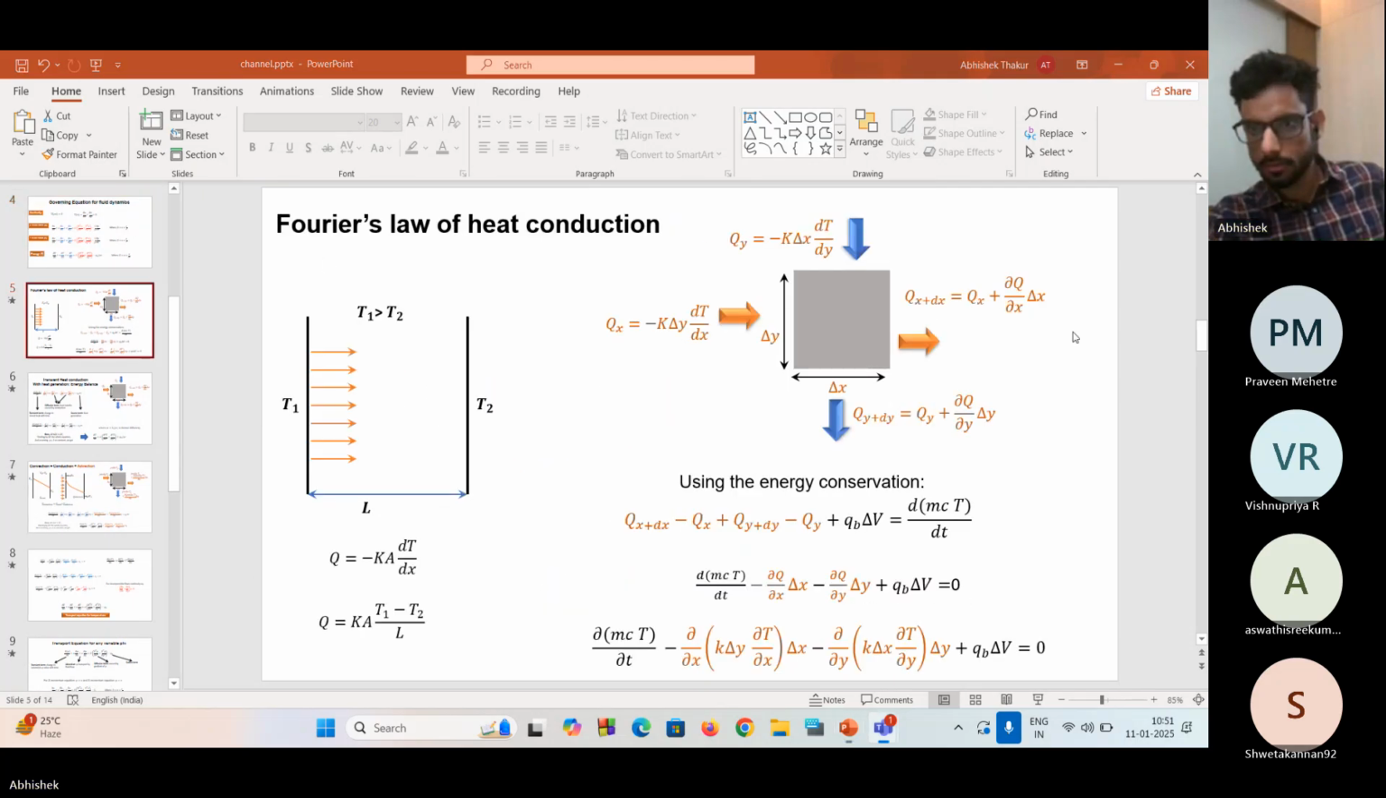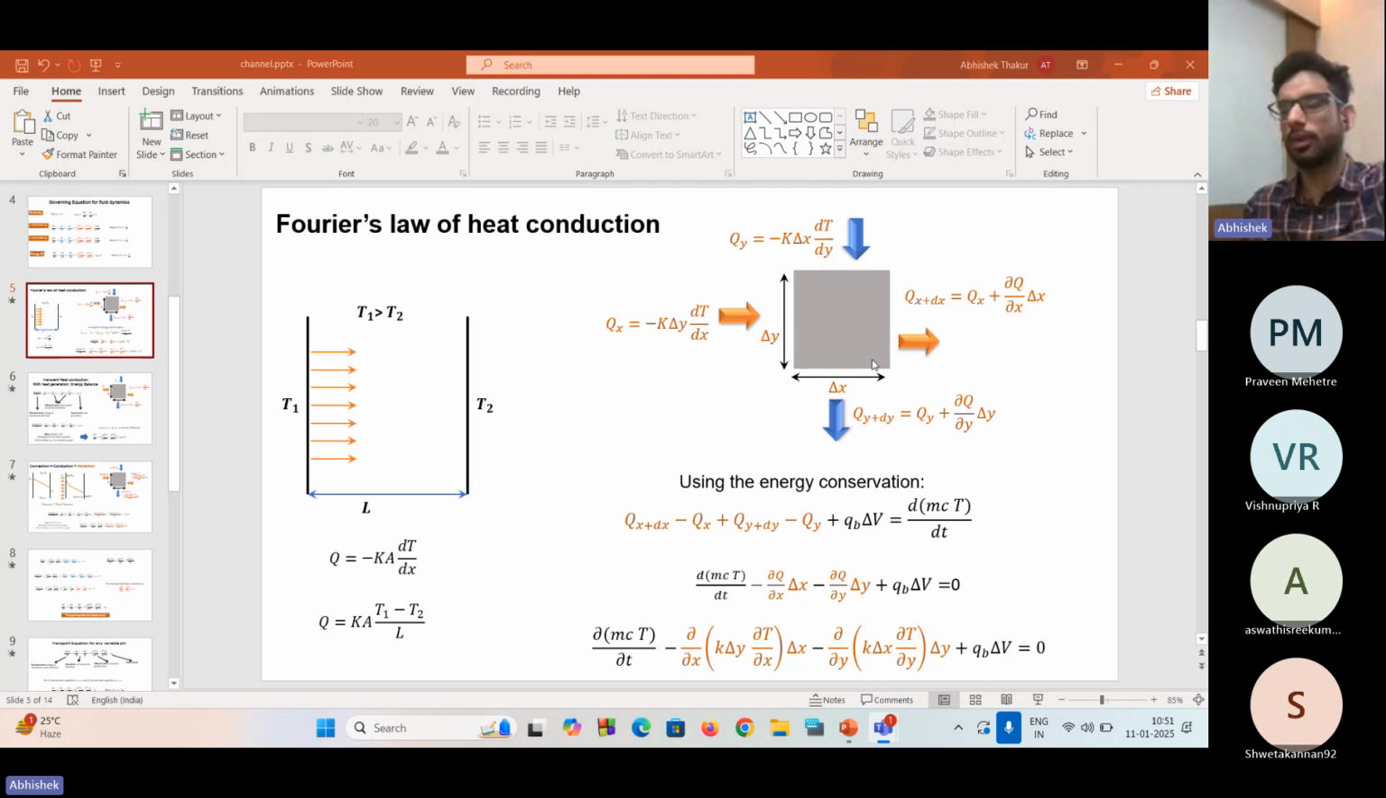So this is the energy balance equation. Q at x plus dx, if you write in the x direction, negative. But what does Q_B into delta V denote here? So Q_B is heat generation. So heat is generated in that box which we are writing.